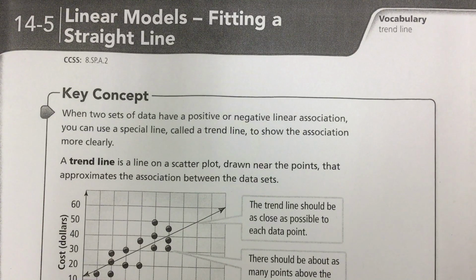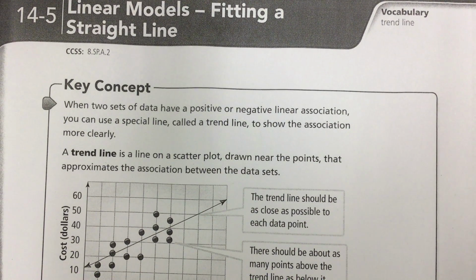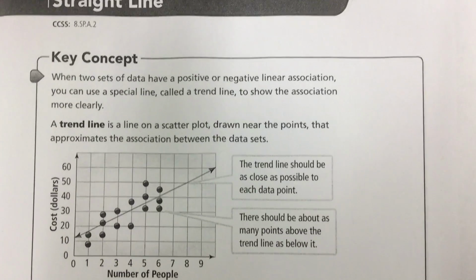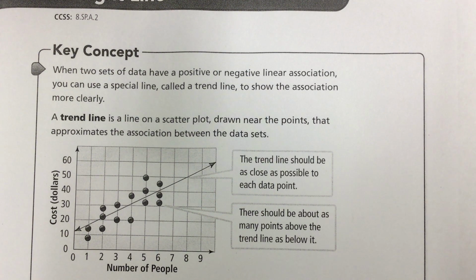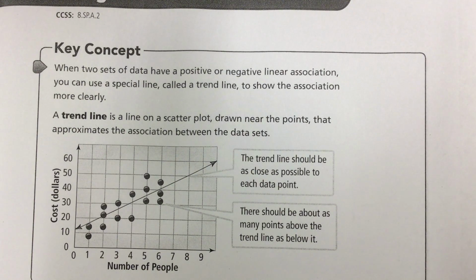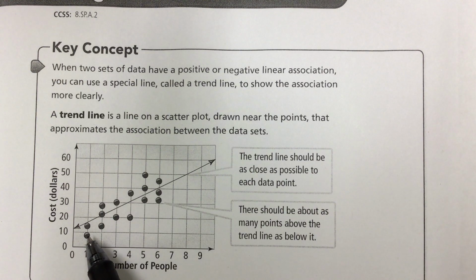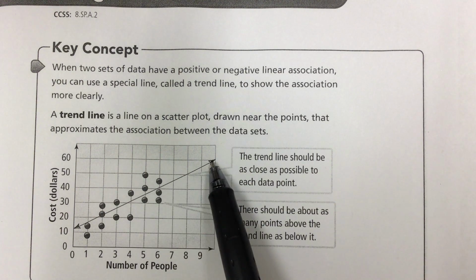Section 14-5, Linear Models: Fitting a Straight Line. When two sets of data have a positive or negative linear association, you can use a special line called a trend line to show the association more clearly. A trend line is a line on a scatter plot drawn near the points that approximates the association between the data sets. So here we have a scatter plot, and you see the trend line that's been drawn.